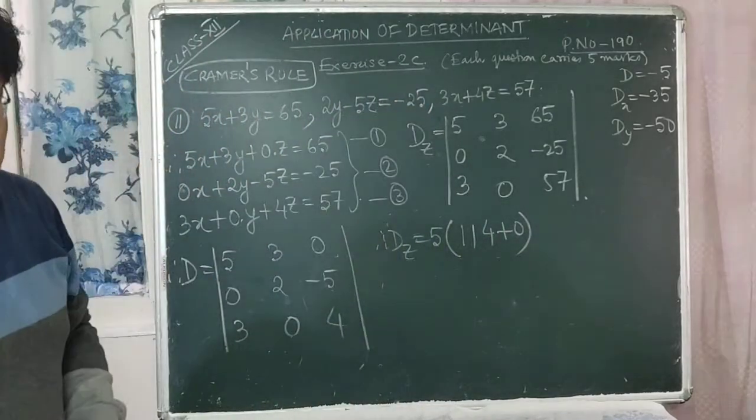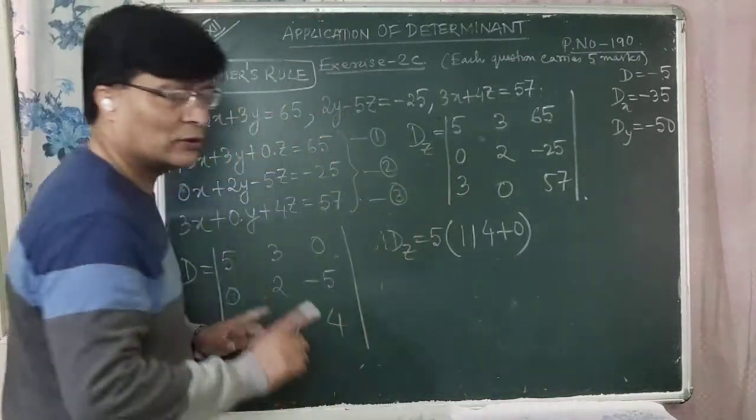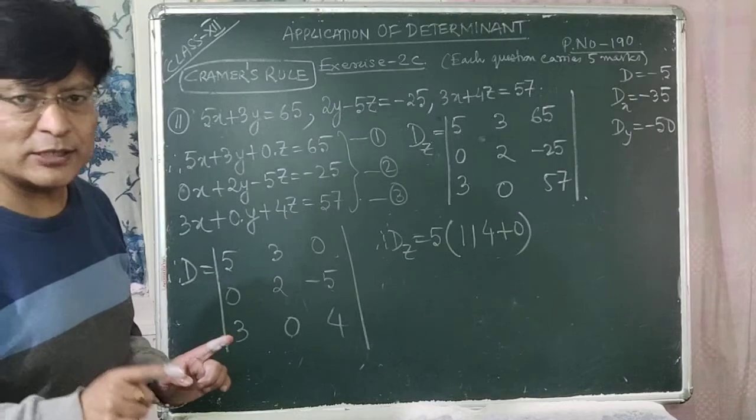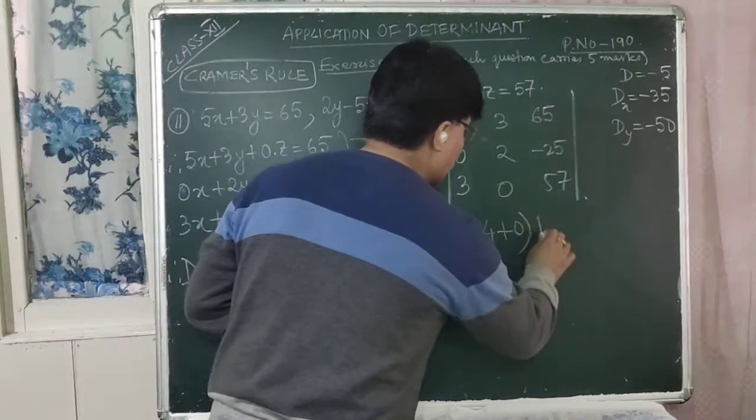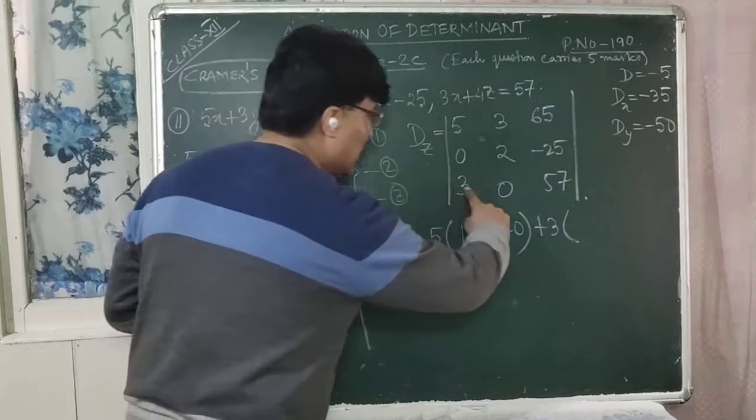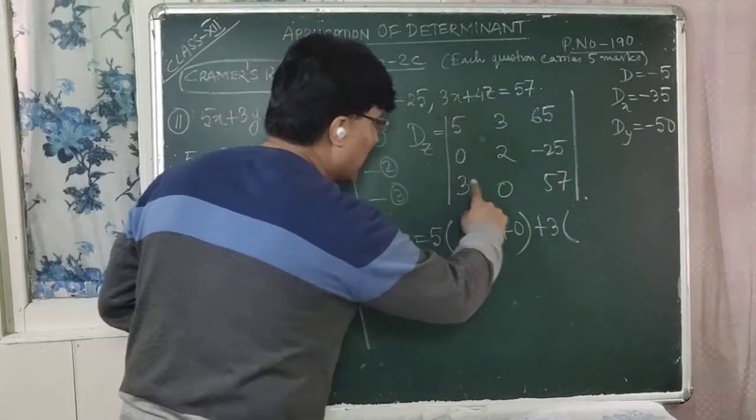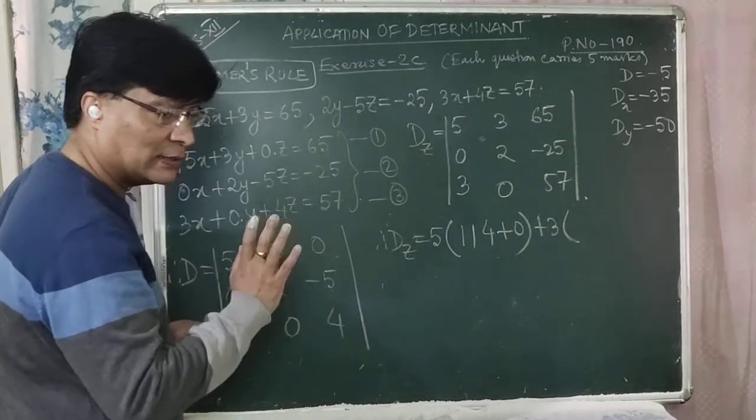Is that clear? Next, will you write minus 0? No. 0 into any number is always 0. But you will write plus 3. Now, if you take this element 3, delete the row and the column through the element 3. That means the first column and third row are deleted. Right?